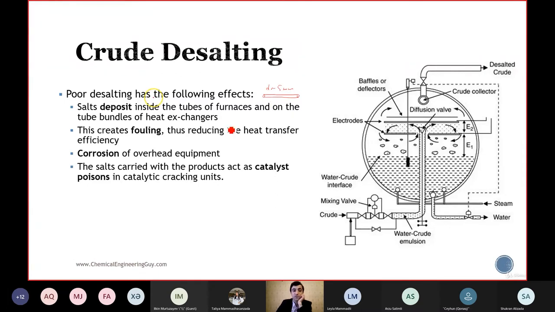And also, this is really important. The salts carried with the product act as catalyst poisons in catalytic cracking units. So catalytic cracking, it is FCC. FCC is a chemical process, so it has a catalyst, because it's fluidized catalytic cracking. And this salt can poison the catalyst. Catalyst is expensive, and it really determines how the whole process goes on. If the catalyst is poisoned, then you have to shut down the whole refinery, remove the catalyst, and renew it, which costs a lot.